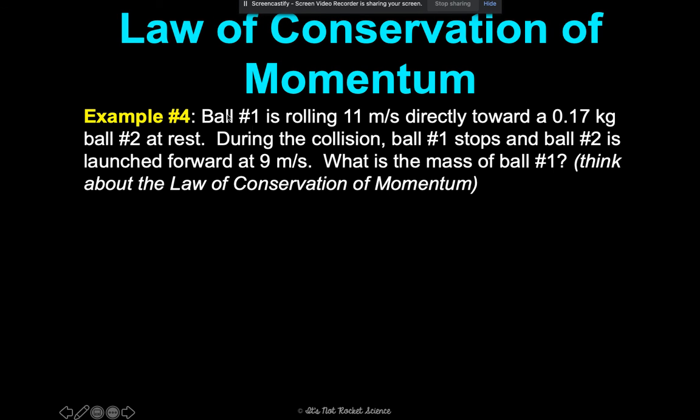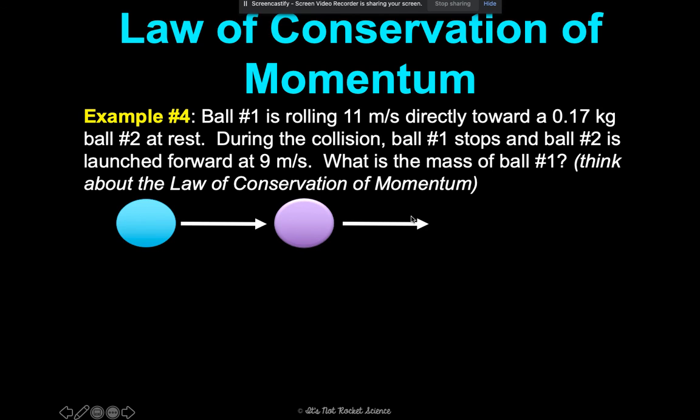So for example, ball number 1 is rolling 11 meters per second directly toward a 0.17 kilogram ball at rest. During the collision, ball number 1 stops and ball number 2 is launched forward at 9 meters per second. What is the mass of ball number 1? So we have to think about the law of conservation of momentum. Matter cannot be created or destroyed. Momentum cannot be created or destroyed, just transferred.